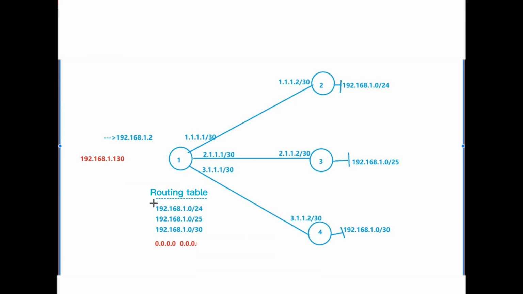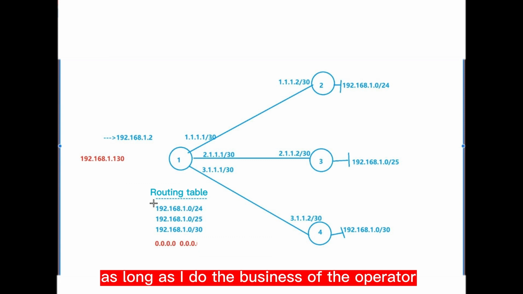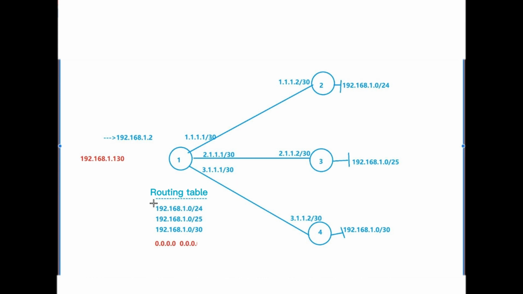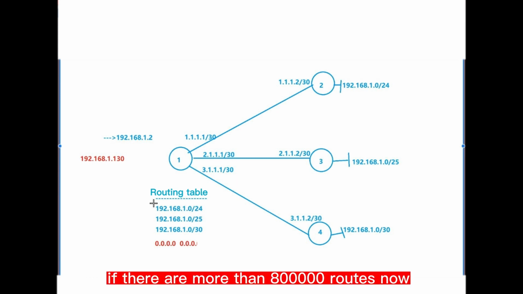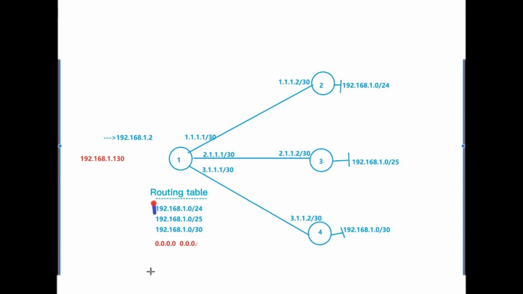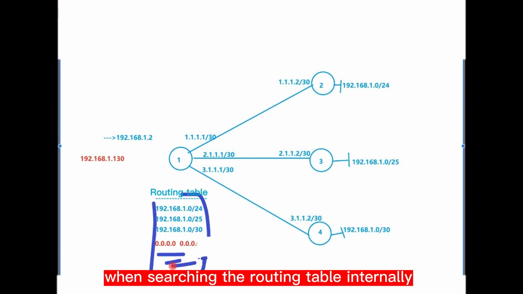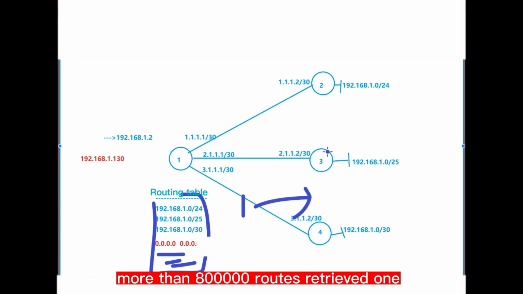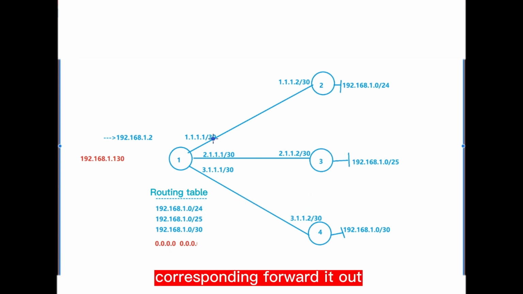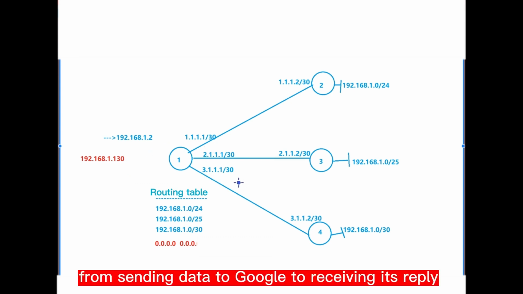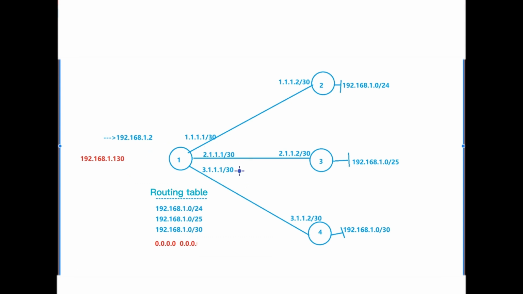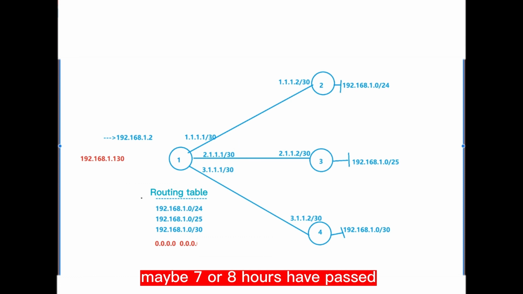Theoretically, to go to the public network, as long as I use the operator's business, all traffic goes through the carrier's equipment and can go anywhere. If this device had more than 800,000 routes, then for each piece of data sent, searching the routing table internally among more than 800,000 routes to find the corresponding one to forward out would take so long that from sending data to Google to receiving its reply, maybe 7 or 8 hours would have passed. The data would not have been sent yet.